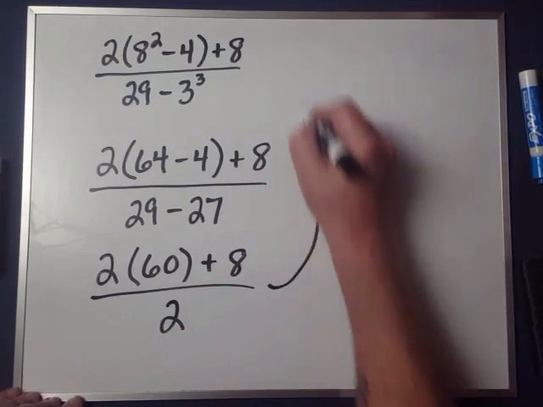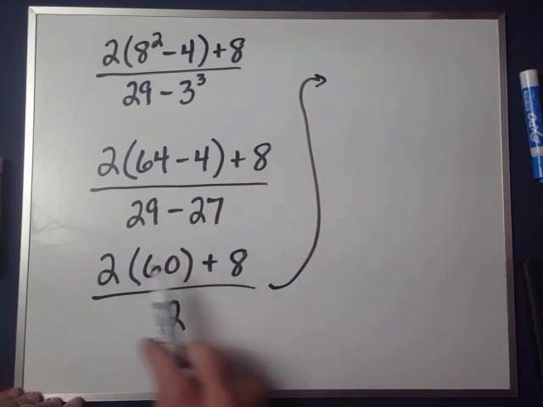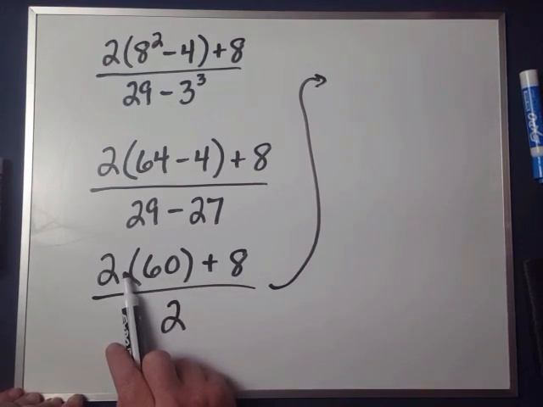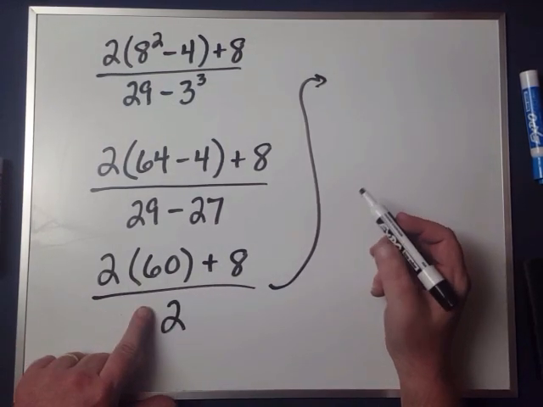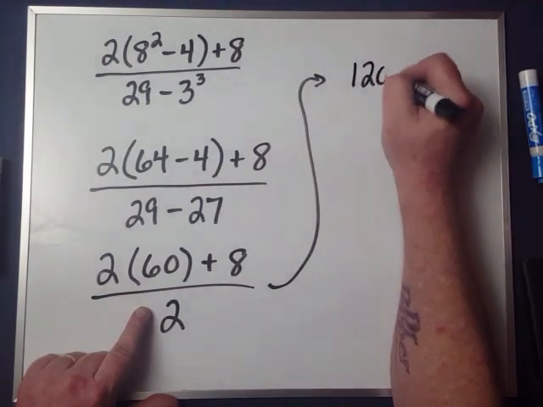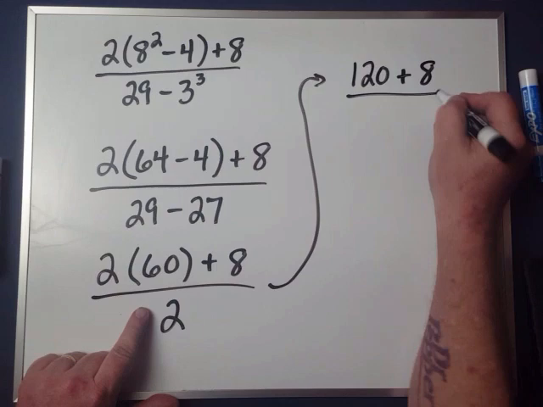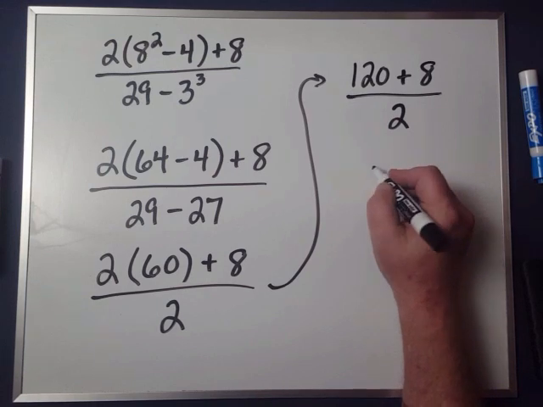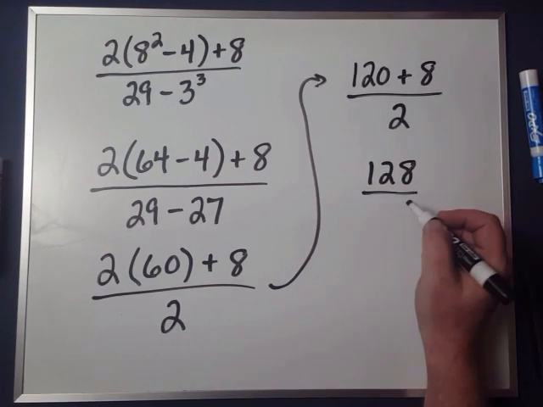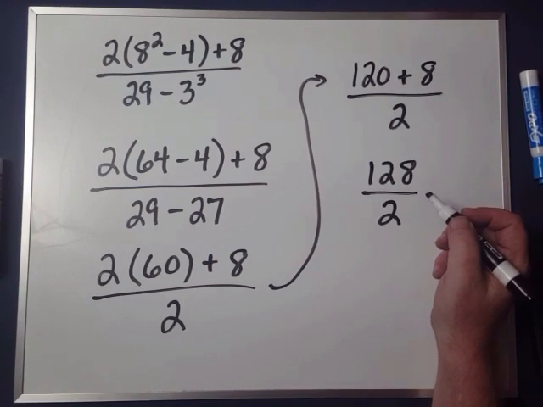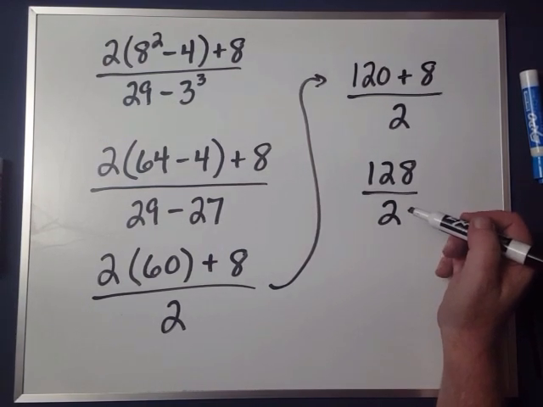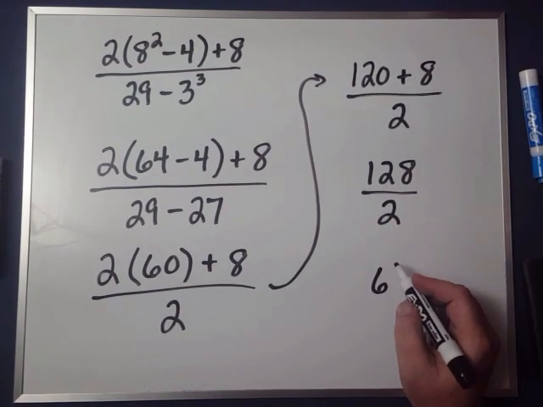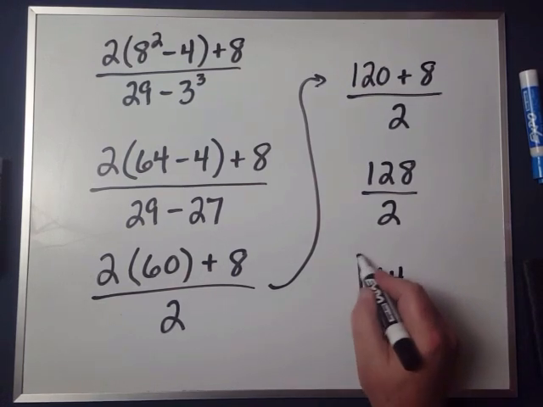Jump back to the top. In the top, we now have a choice of what? Multiplying or adding. Multiplication outranks addition in the order of operations. So we'll multiply 2 times 60 is 120. In the bottom, there's nothing left to do. Just copy that 2. Finish off the top now. 120 plus 8 is 128. 128 over 2. This will actually divide out evenly. 128 divided by 2, in other words, half of 128, is 64.